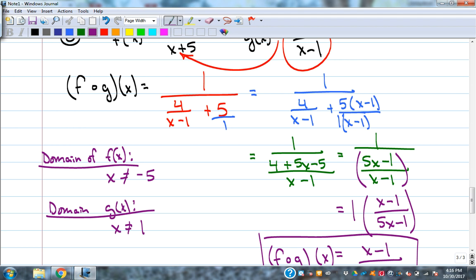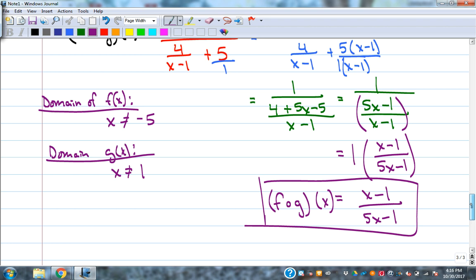Now, here's what we've got to look at: we're taking the g of x function and putting it into the f of x function. We're taking the y values. The g of x is the y values for that. So when is the y value for g of x the same as that restriction on f of x? That's what we've got to find. So when is 4 over x minus 1 equal to negative 5?